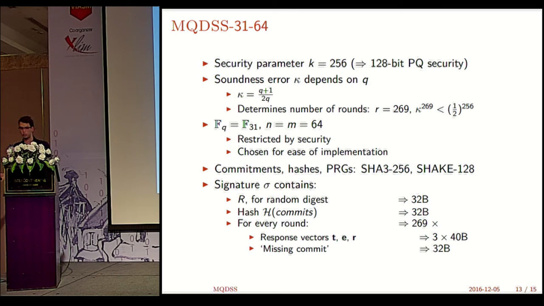So to summarize, the signature then contains some R to have the randomized message digest, some hash over these commits that we're leaving out, and then for each of the rounds, there's going to be 269 of those. We have these response vectors T, E, and R, and one of the commits that the verifier cannot reconstruct, so you would need to include half of them, which comes down to roughly 40 kilobytes of signature size.